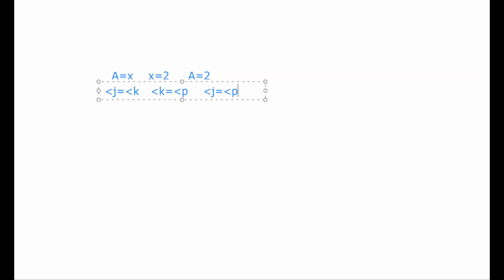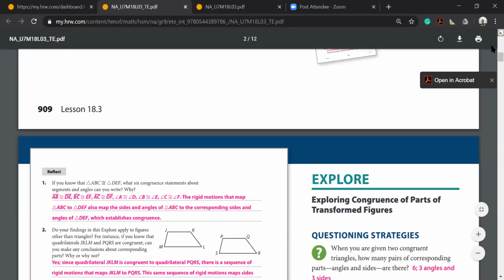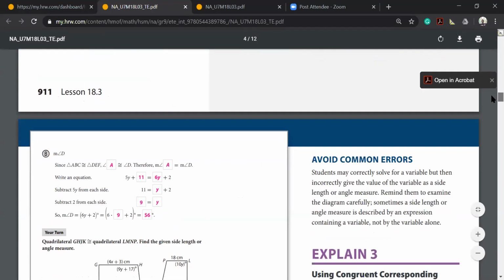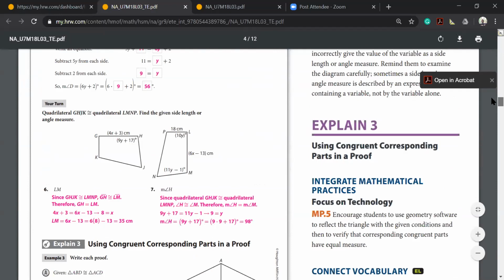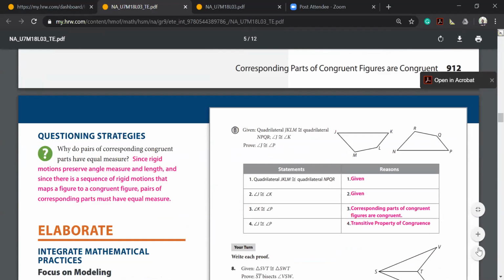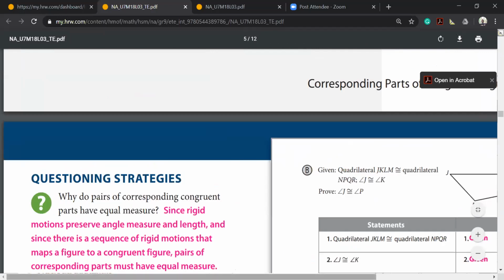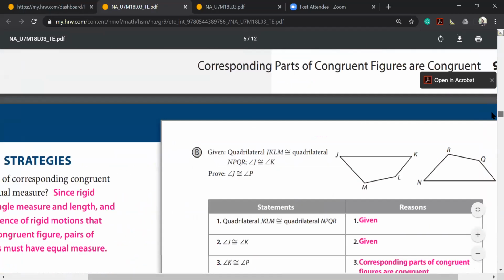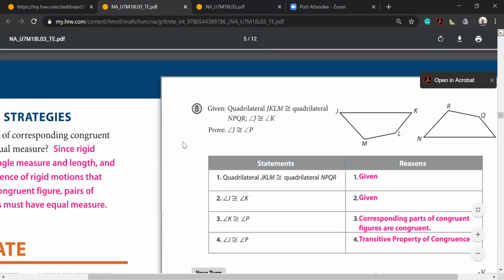Did you see what we wrote? This is how we finished our table in here. The first two statements are given and given. And angle K is congruent to angle P. Why is this? Because they are corresponding parts. So corresponding parts of congruent figures are congruent. So angle J is congruent to angle P. Why? Using the transitive property of congruency.